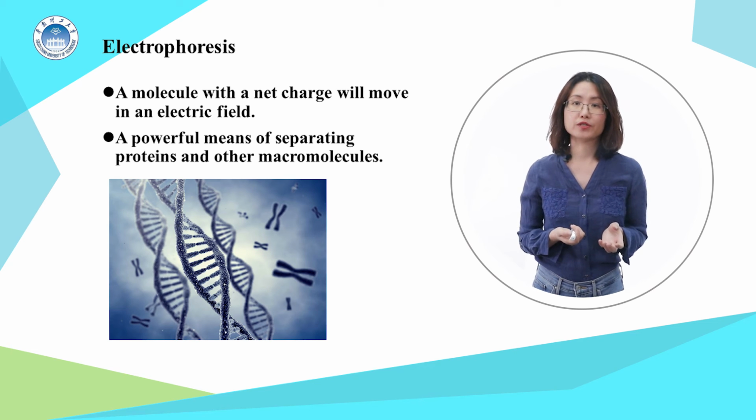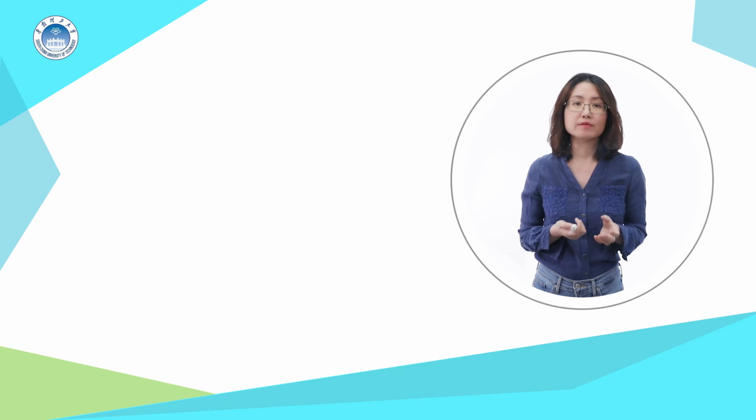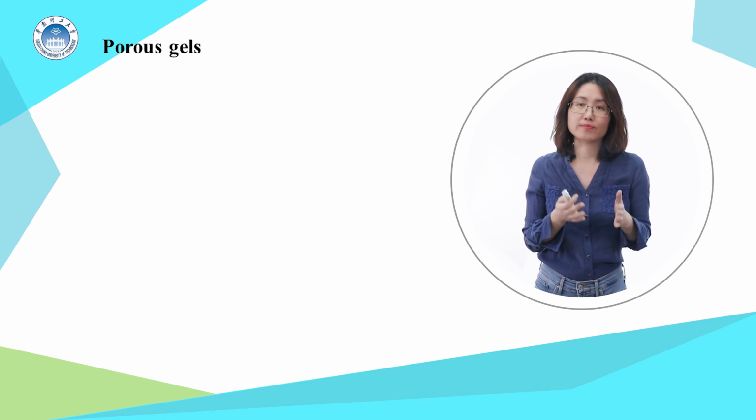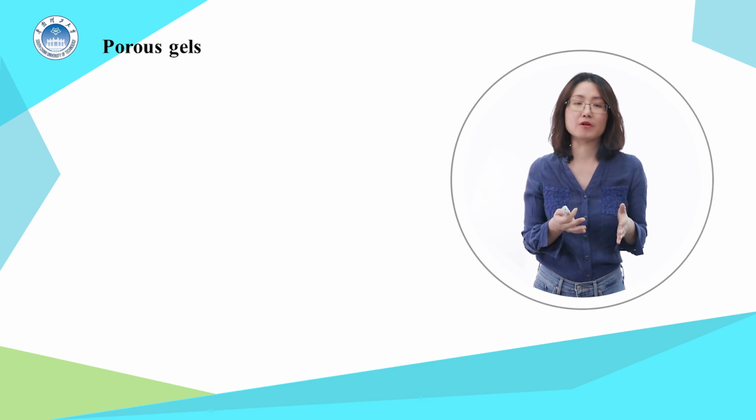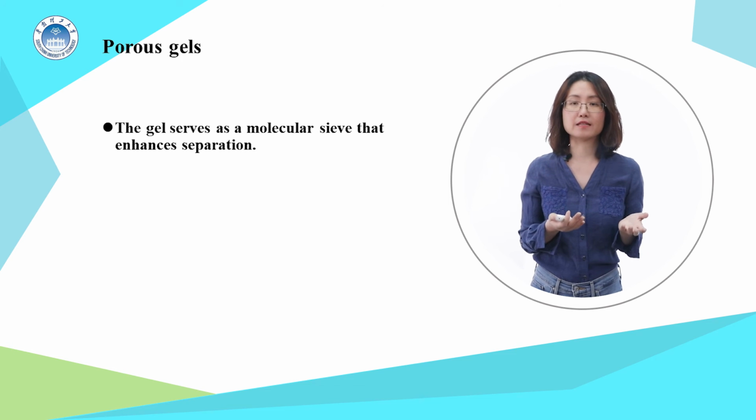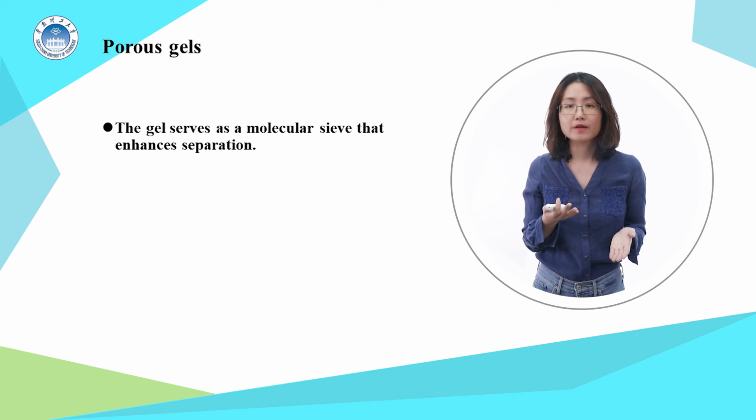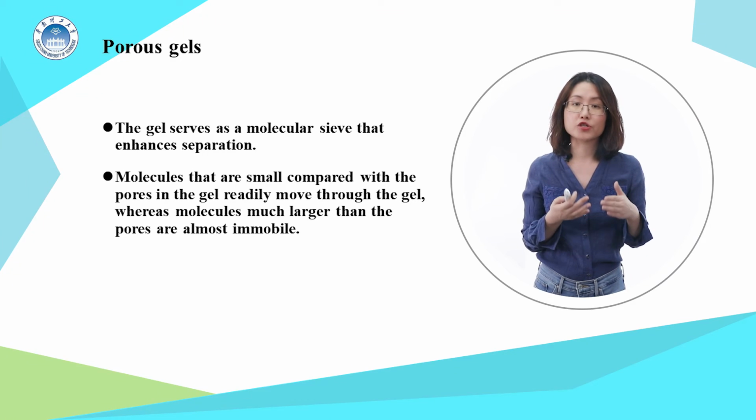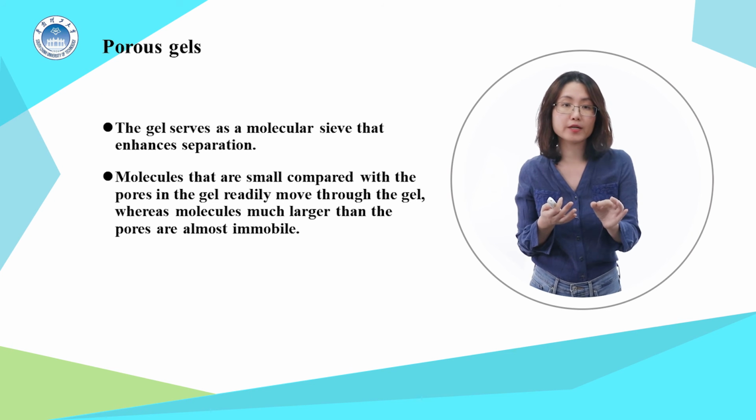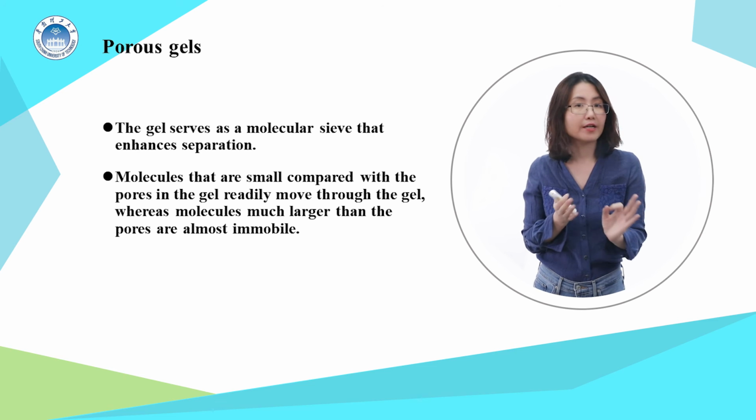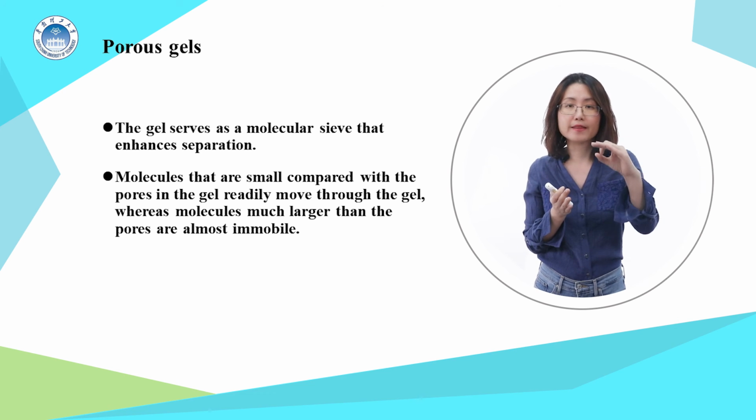Electrophoretic separations are nearly always carried out in porous gels or on solid supports such as paper, because the gel serves as a molecular sieve that enhances the separation. Molecules that are small compared to the pores in the gel readily move through the gel, whereas molecules much larger than the pore are almost immobile.